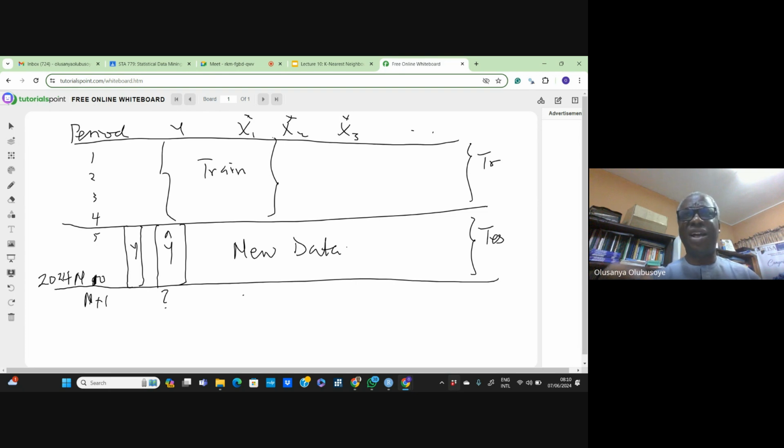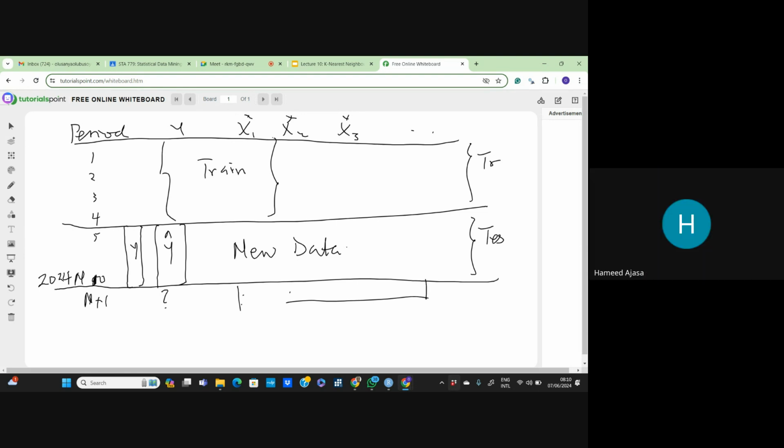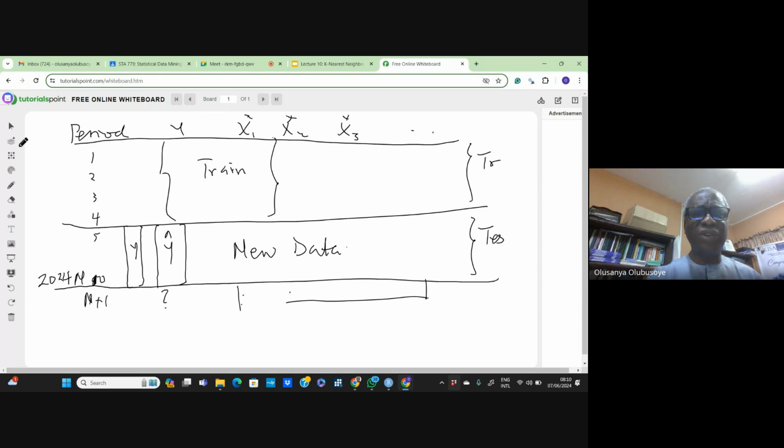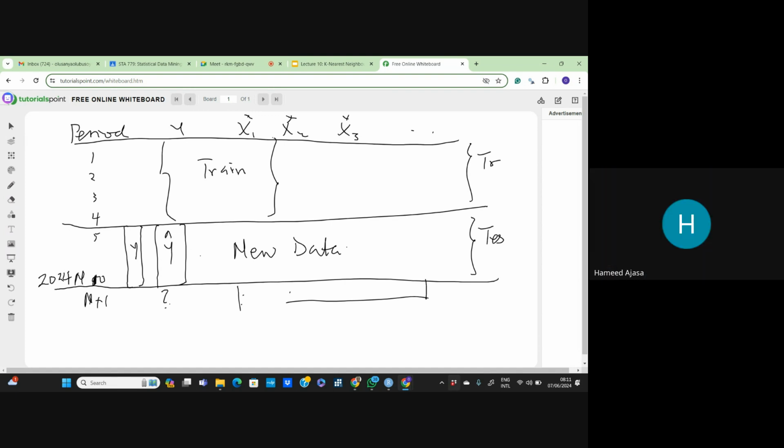Maybe this is another macro indicator, then you assume. So based on this assumption, you can now use your model, the model that you have trained and tested, evaluated here, and it has outperformed others. You can now use that model, plug in the assumed values for this, and predict this one. Are you with me now? I'm with you, sir.